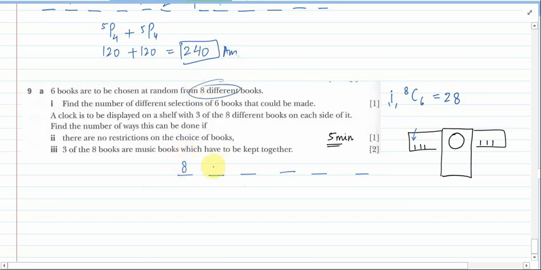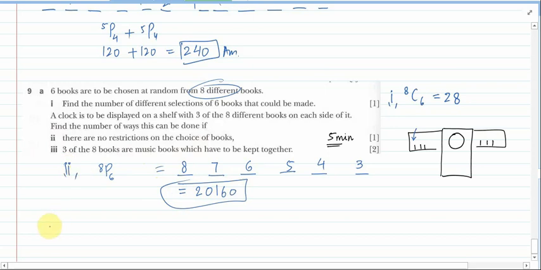After that we have 7 options. After that we have 6, we have 5, we have 4, and we have 3 options for the last book. So basically that is equal to 8 permutation 6, that we need to place 6 books out of 8 books. So if you multiply 8 permutation 6, you will get the answer 20160. That is your first part answer.